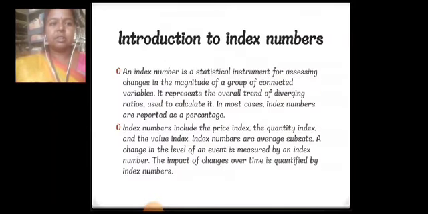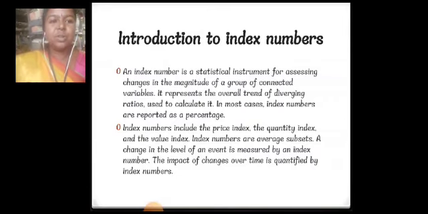Introduction: index numbers. It is a statistical instrument for assessing changes in the magnitude of a group of connected variables. It represents the overall trend of diverging ratios used to calculate it. In most cases, index numbers are reported as a percentage. Index numbers include the price index, the quantity index and the value index.